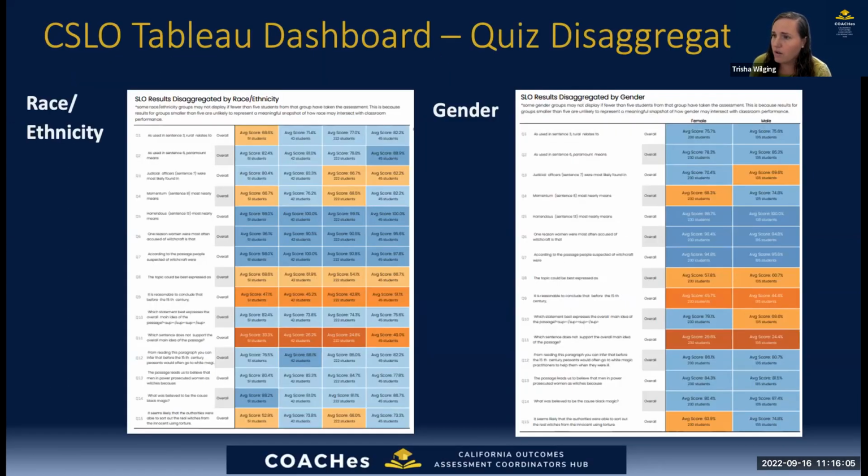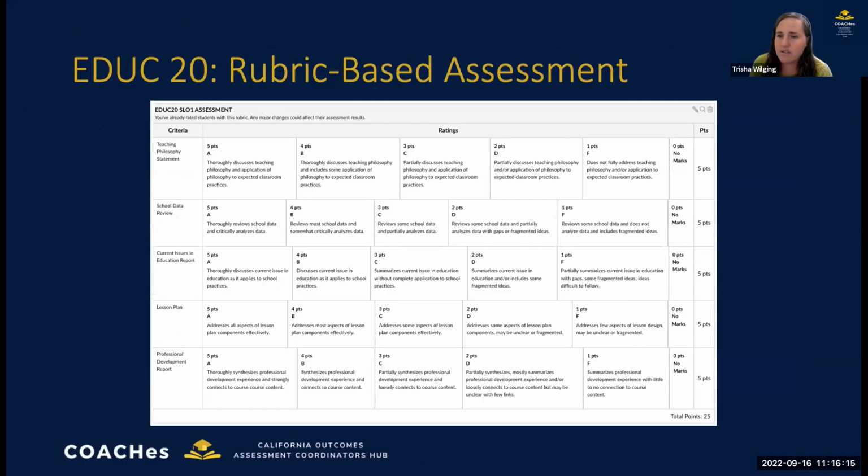And so this is a quick look at what our data looks like. And then in Education 20, this is a rubric-based assessment, right? It's not a quiz-based assessment, it's rubric. And this one in particular is a portfolio assessment. So students have been working toward these various goals throughout their time in the course. And this rubric is from the analysis and action cycle 2 years ago.